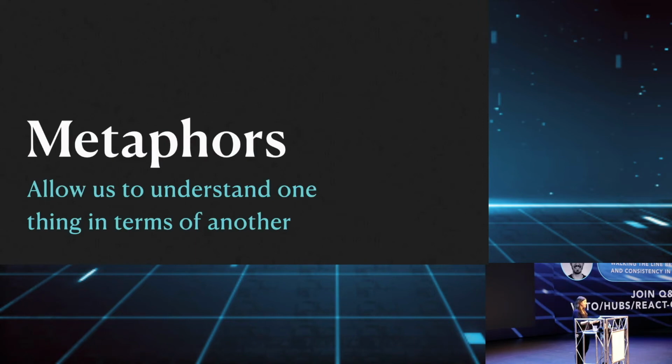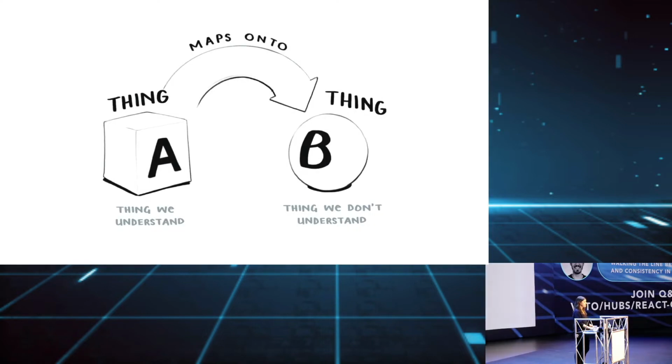Just to make sure we're all on the same page, let's establish that metaphors are thinking tools that allow us to understand one thing in terms of another. So we have something we understand, thing A, and something we don't, thing B. And we map the qualities of thing A onto thing B. So if we say corruption is a disease, we map what we know about diseases onto corruption. So we learn that corruption spreads easily, is difficult to overcome, and can threaten the health of a society.